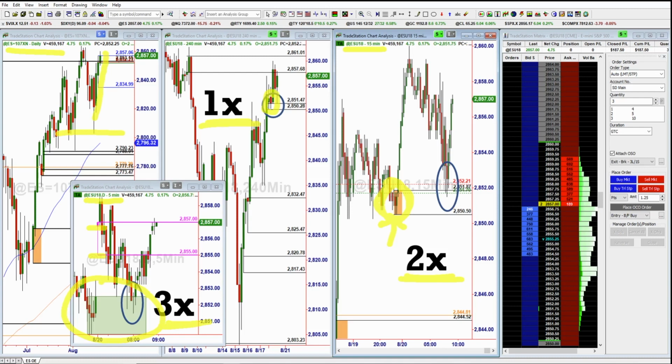So hopefully this example was helpful. Let's just go over it one more time before we go. This was a long on the ES off of a gap fill that coincided with the previous day close and the open. It occurred on multiple time frames, 240 minute, 15 minute, and a 5 minute. The day session chart showed us where a gap fill would occur. That's where the turning point happened. That's what we were looking for in this area to match up with this.